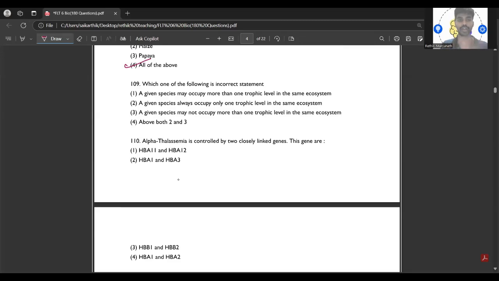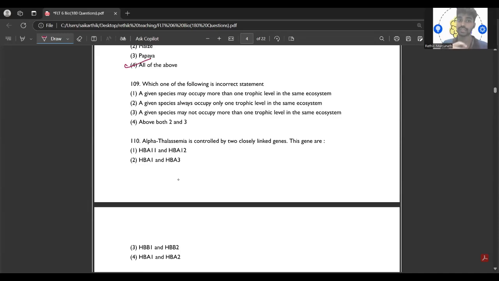Because I know it's already FLT 6, that's why I'm going a little bit fast, thinking that you know the basic concepts and whatever is a direct question, only there I'm going very fast. And wherever the explanation is needed, I'm holding there and trying to explain you in detail. Okay, fine. So which of the following is an incorrect statement?